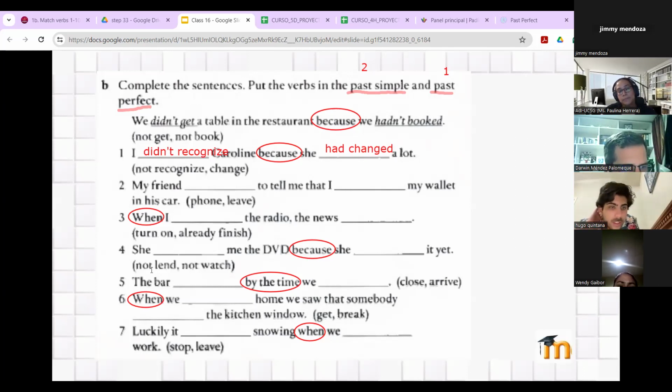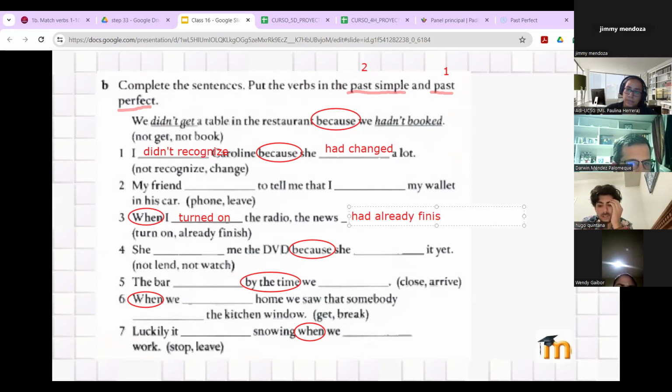When I turned on the radio, the news had already finished. Okay, yes. So, what happened first? The news finished. What happened next? I turned on the radio. So the thing that happened first, that is that they finished, that one I put in past perfect. And the thing that happened next, that is that I turned on the radio, that part is the one that I'm going to put in simple past. Yeah? Jimmy.